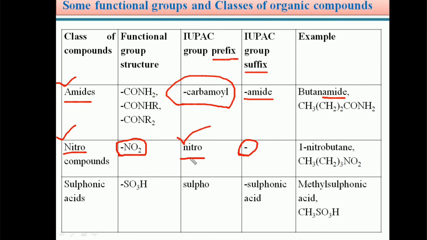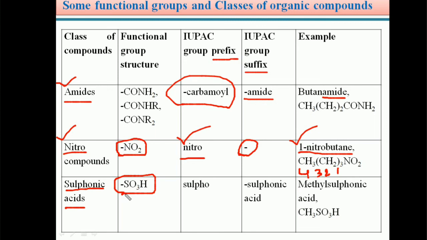For example, here I take one example as CH3 CH2 thrice NO2, 1 nitrobutane. You can give numbering here, 1 2 3 and 4. Here 4 carbons are directly connected, and this is 1 nitrobutane. Next class of compounds is sulfonic acids. The functional group structure is SO3H. This is the functional group structure.